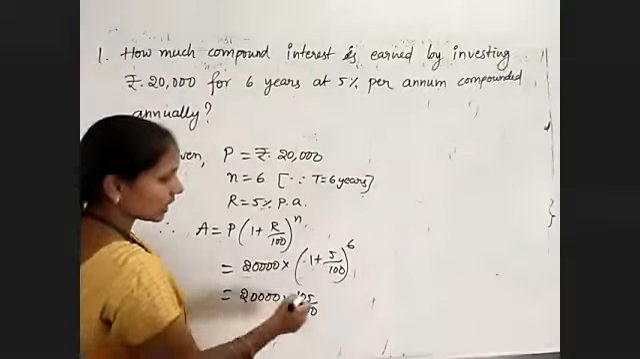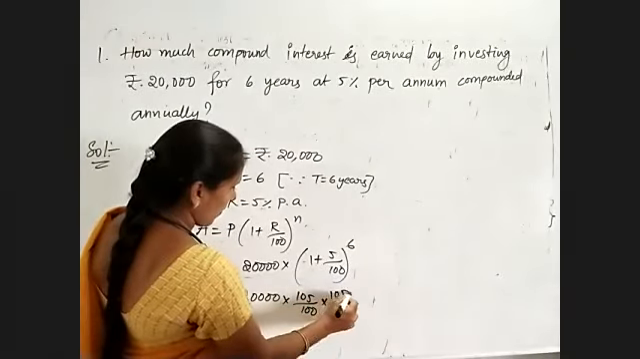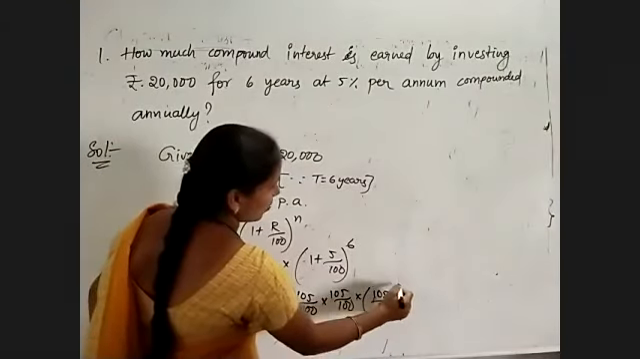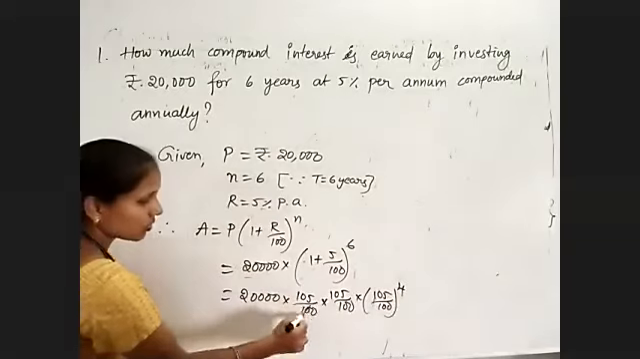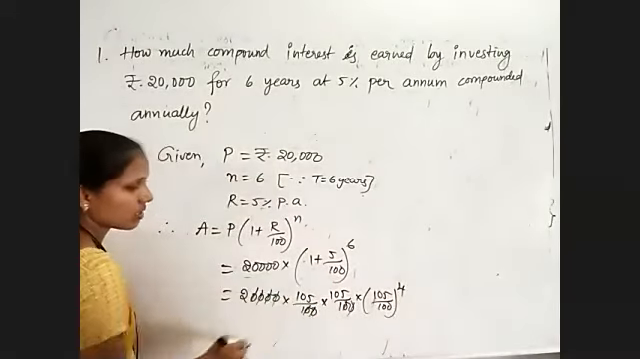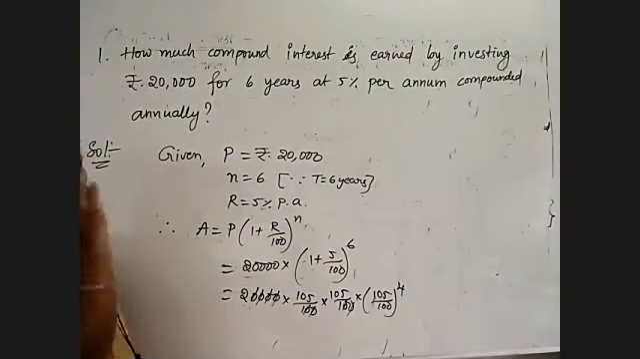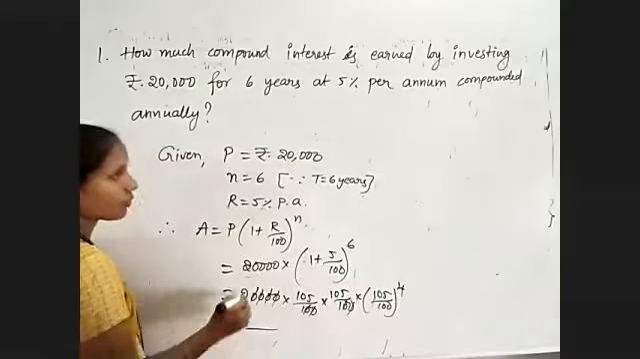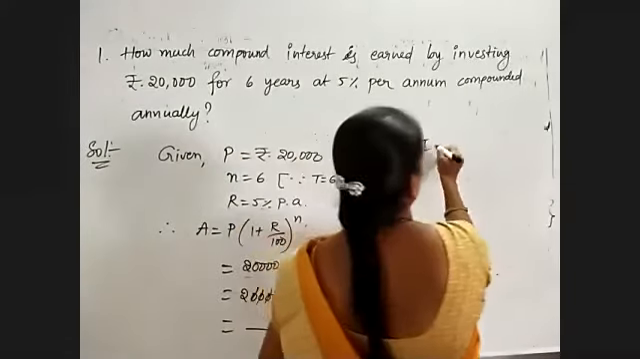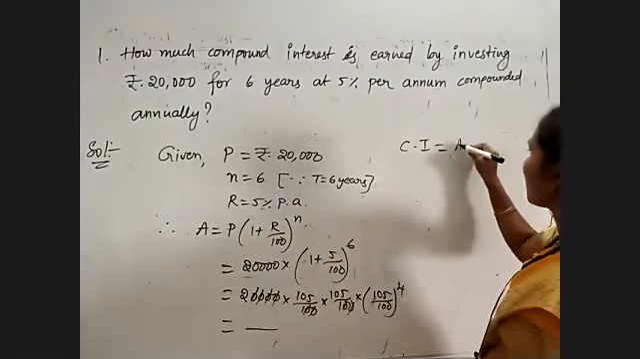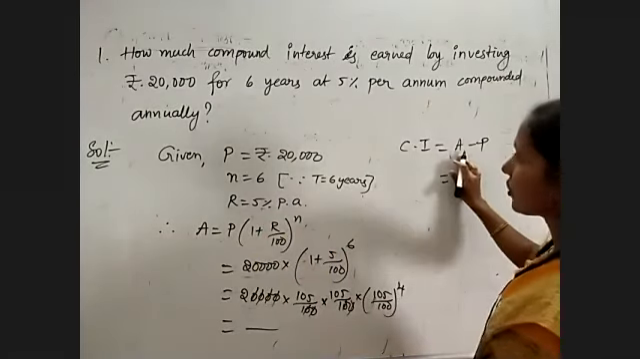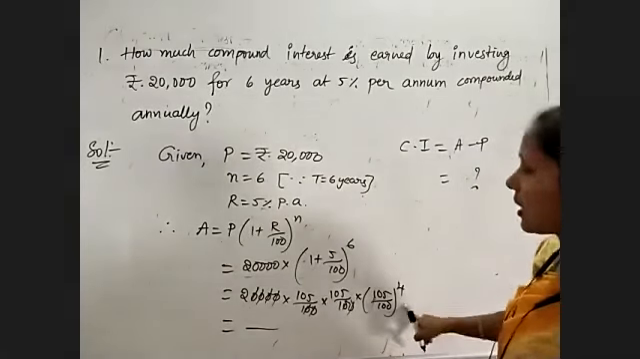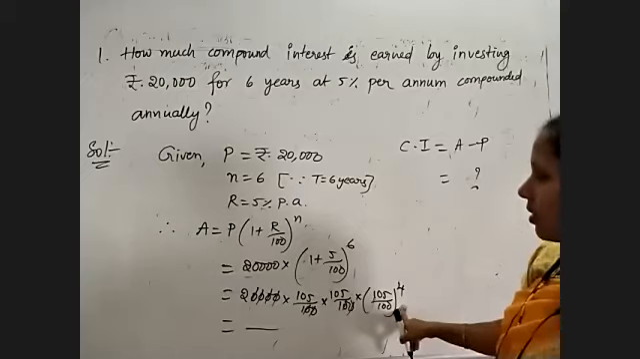This will be very lengthy calculation. I am writing 105 by 100 whole square whole to the power of 4, because 2 zeros can get cancelled. So do the calculations and write the value of the amount. After getting the amount, we have to find the compound interest by using the formula amount minus principal. Whatever amount you get, subtract 20,000 from it, and you will get the answer. Here the calculations are very lengthy.